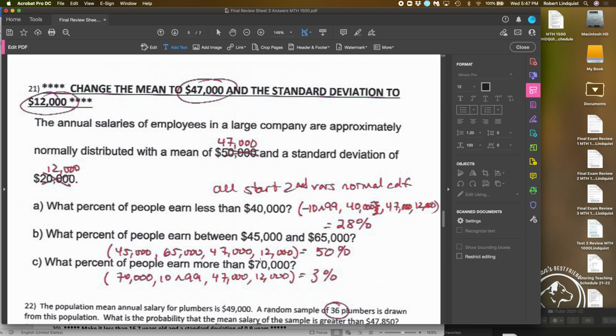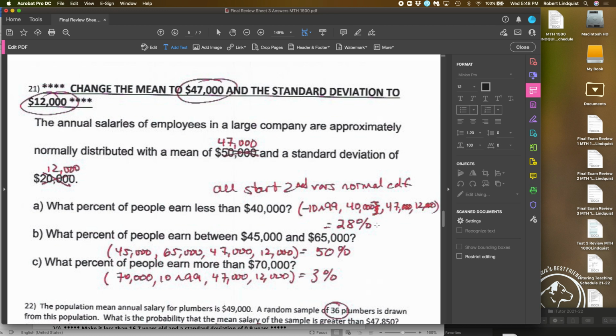For letter A, since it's less than 40,000, we're going to start with the smallest value we can enter into the calculator, which is negative 10 to the 99th, all the way up to 40,000, which is the max value or the highest value that this problem is looking for. The mean is 47,000, and the standard deviation is 12,000. So we put that in there, and we'll get 0.2 something that rounds off to 28%, because it does say what percent of people, so we have to round that off to 28%.